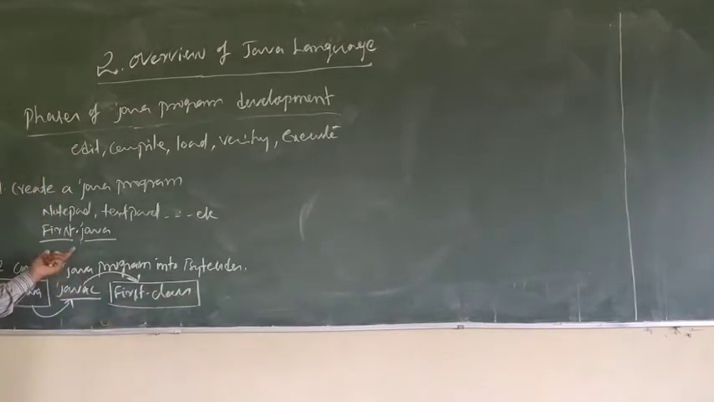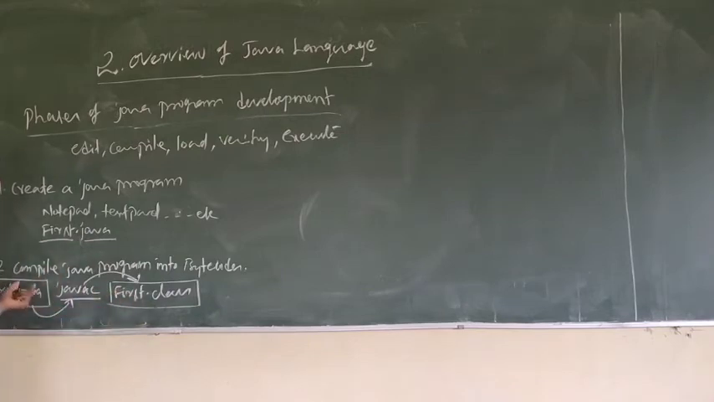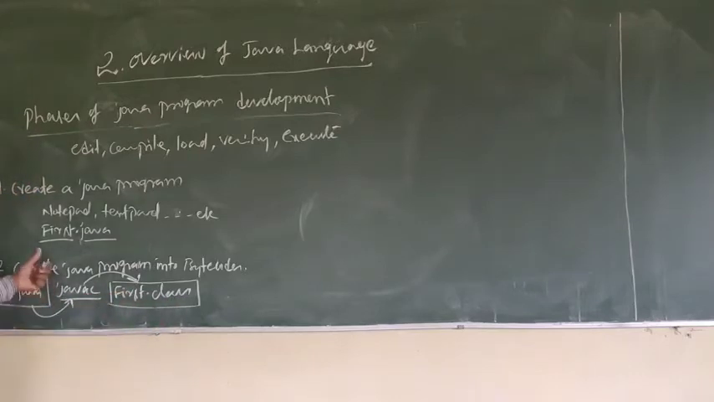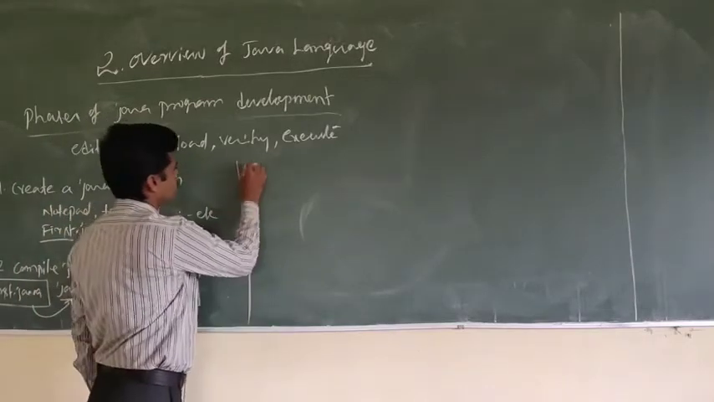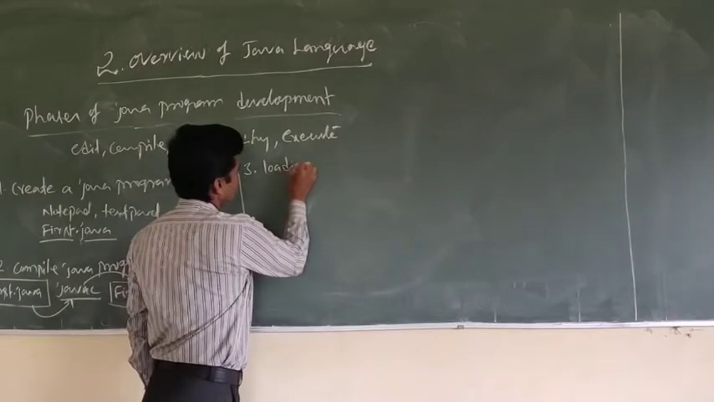Understood? Once your Java program is ready, you start compilation using the Javac compiler. Once you compile your program, it converts your source code to bytecode. Your source program is the .java file and your bytecode instruction is the .class file with the same file name. This is the second phase, second step. Next, third, loading a program.